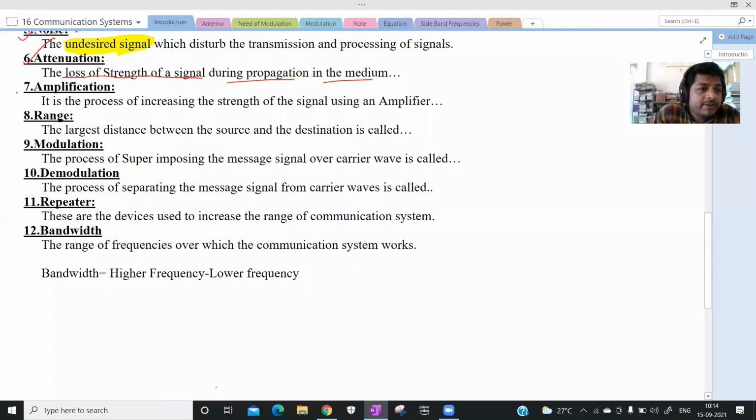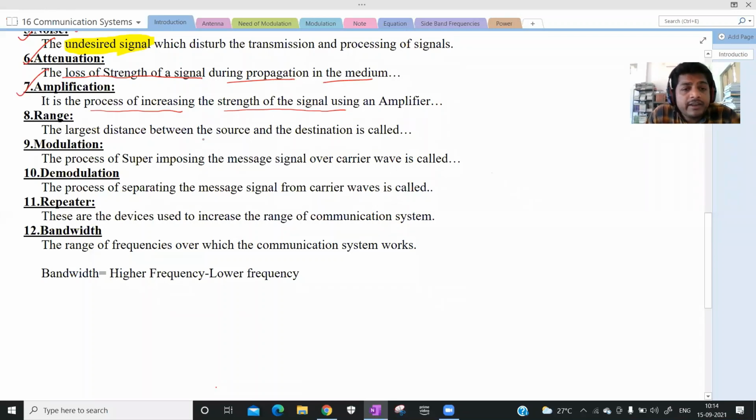Next one, amplification. Whenever the strength of the signal is decreasing, finally we cannot hear that signal. Now, if you want to hear the clear signal, we need to increase the strength of the signal. That process is called what? Amplification. Understood?